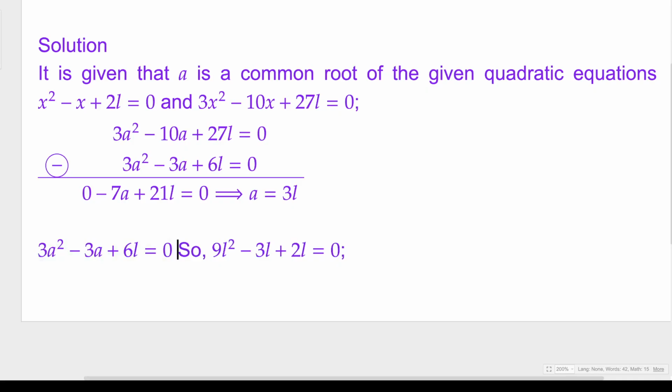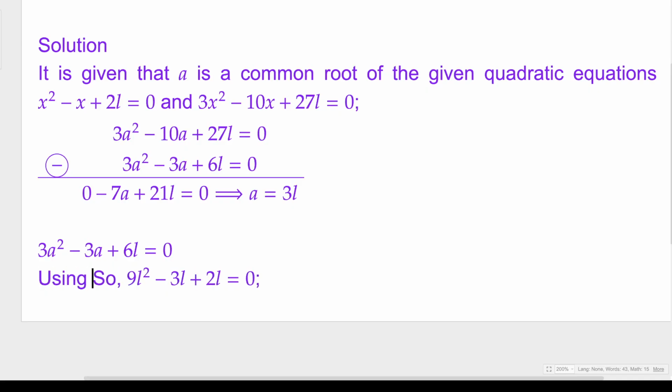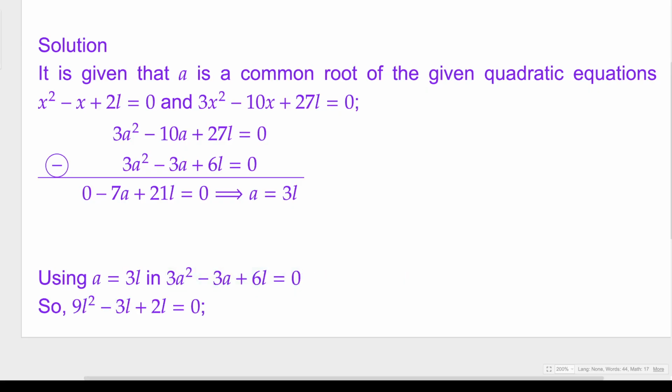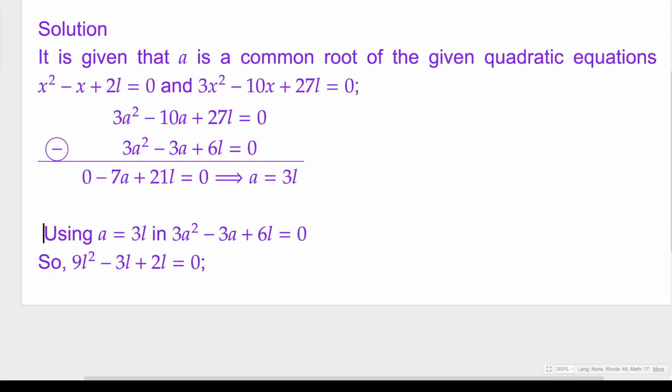So using the value of A equals 3L in this equation, I'm getting this one, right? If there is any doubt regarding this one.